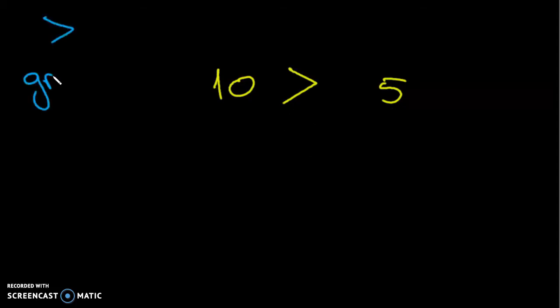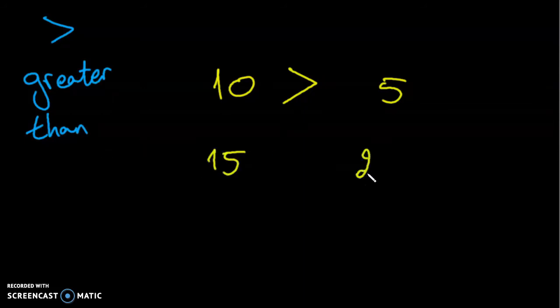Now the other way around. 10 is bigger than 5, so we say 10 is greater than 5. We use this sign. 15 is greater than 2. 223 is greater than 107.